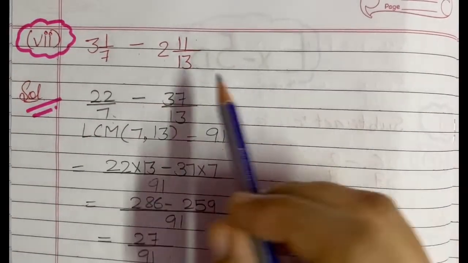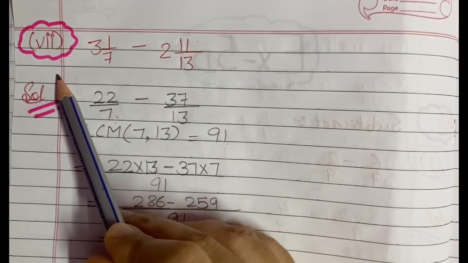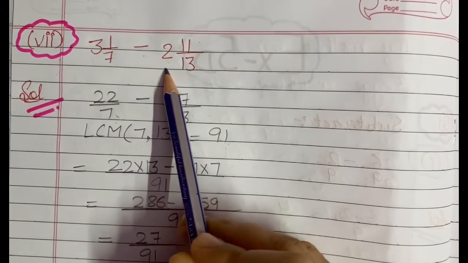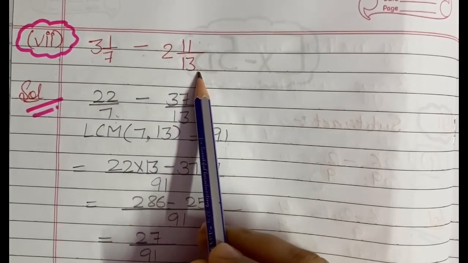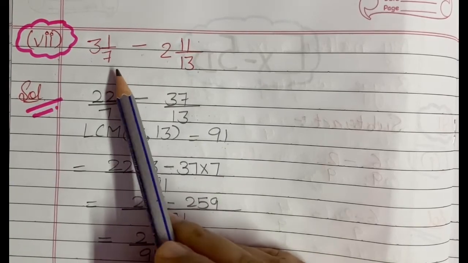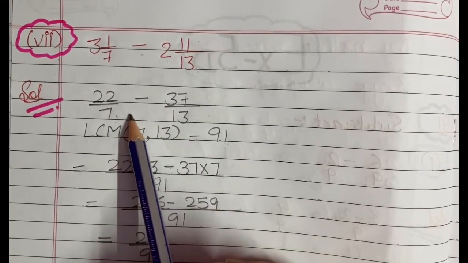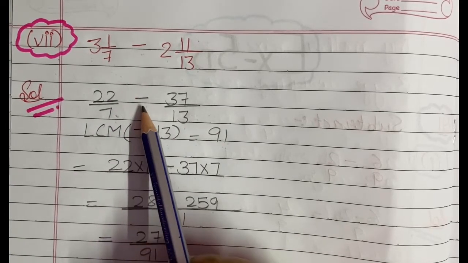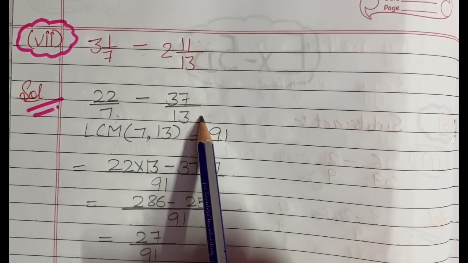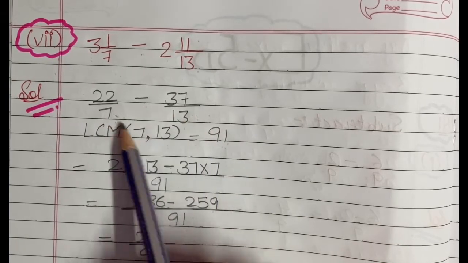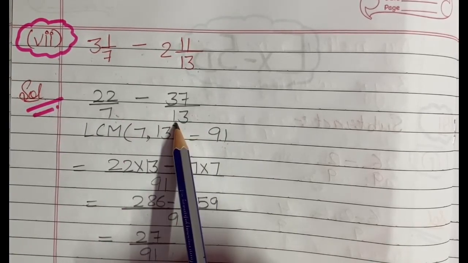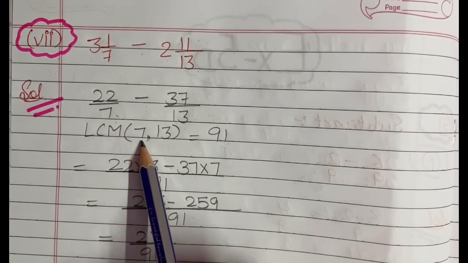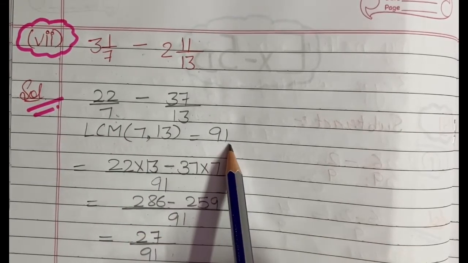Now students, next I have taken the 7th part, and it says 3 whole 1 by 7 minus 2 whole 11 by 13. Now students, firstly we will convert these mixed fractions into improper fractions, and on converting we will get 22 by 7 minus 37 by 13. Now students, see the denominators are different, so our next step is to find the LCM. So the LCM of 7 and 13 will be equal to 91.